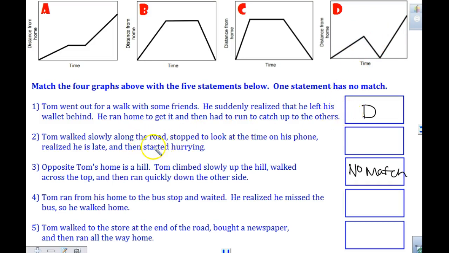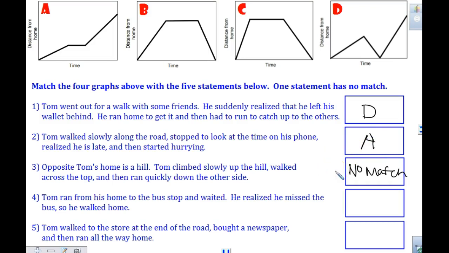Okay. Whereas this one, what's happening in 2? He leaves his house, right? So all of them are leaving. Do we think it's A, B, or C for this one? A. If we think about number 2, he slowly walked. This is the slowly. Looked at his phone and then started hurrying. So we want to think of A for that one, right?